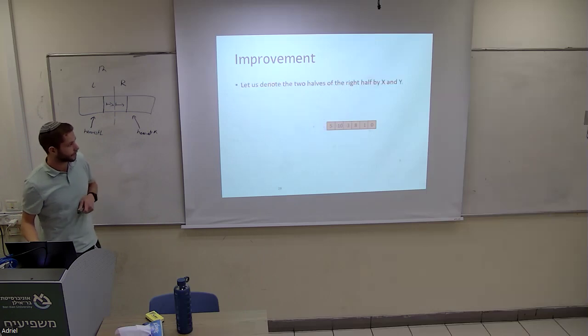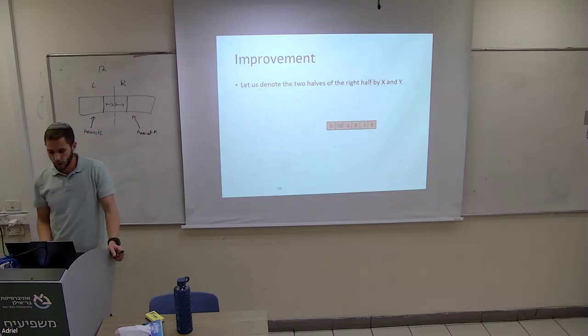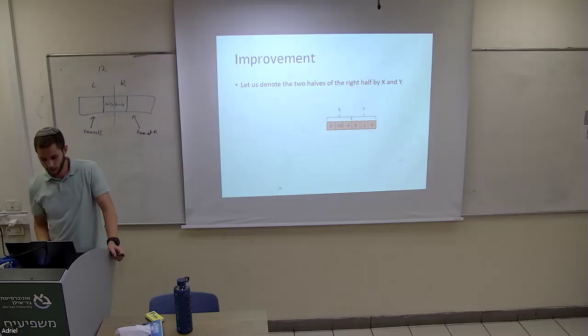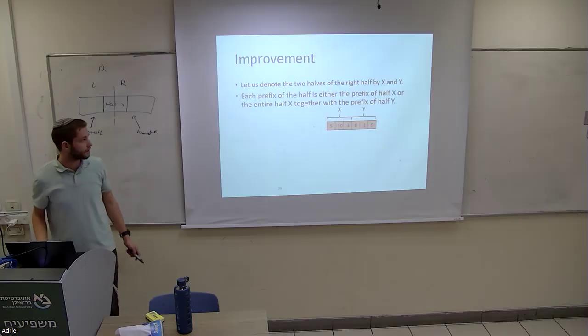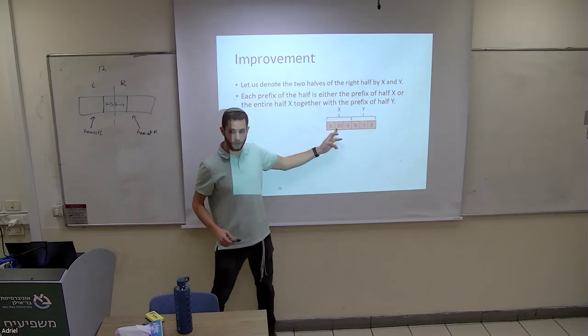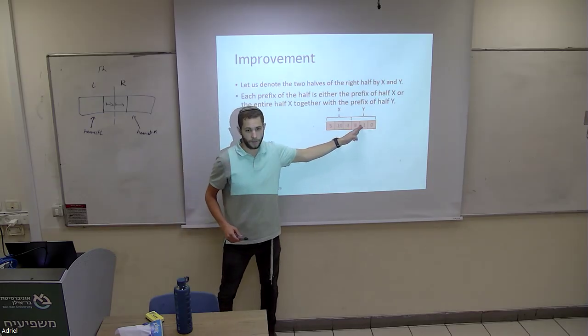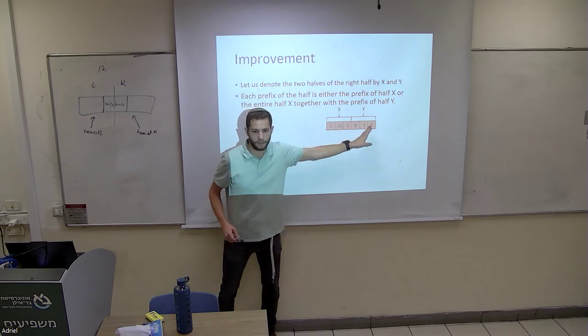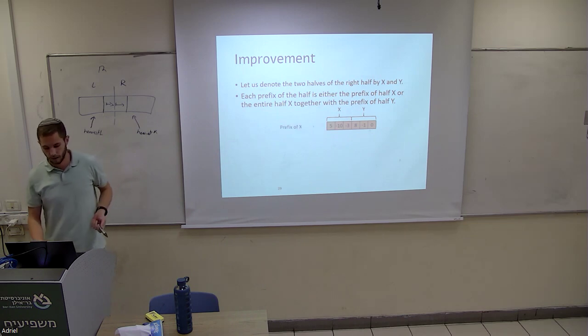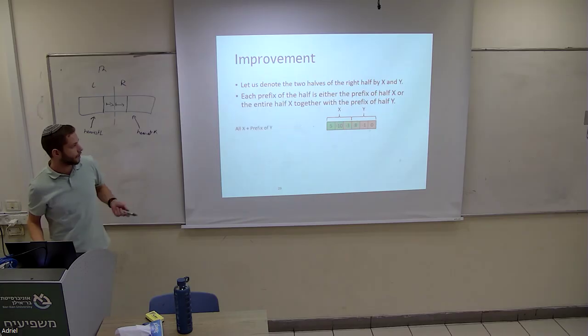Okay, so we're gonna divide this into half. Both halves are coming from the recursive call. We have x and y. Each prefix of the whole thing is either a prefix of x, or it's all of x and a prefix of y. We can't have half of x and a prefix of y. It has to be either all of x and some of y, or just the beginning of x. So here's an example for a prefix of x, or you can have all of x plus a little bit of a prefix of y.